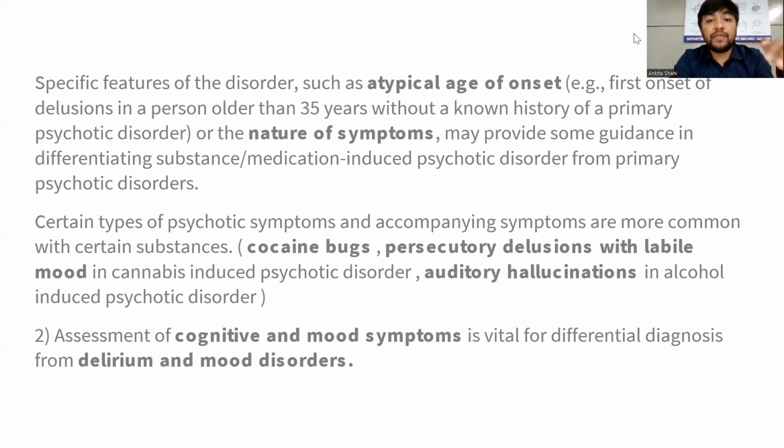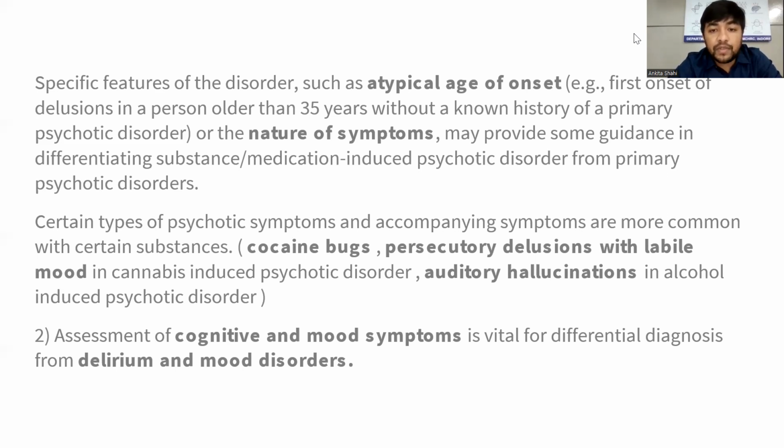Certain types of psychotic symptoms and accompanying symptoms are more common with certain substances. For example, cocaine use is associated with a phenomenon called cocaine bugs. Persecutory delusions, as mentioned as early as DSM-2, were found to be associated with alcohol, with labile mood also. Labile mood and persecutory delusions are also seen in cannabis-induced psychotic disorder. Auditory hallucinations in alcohol-induced psychotic disorders are also very common. Usually they are derogatory, so that is a source of distress for the patient.